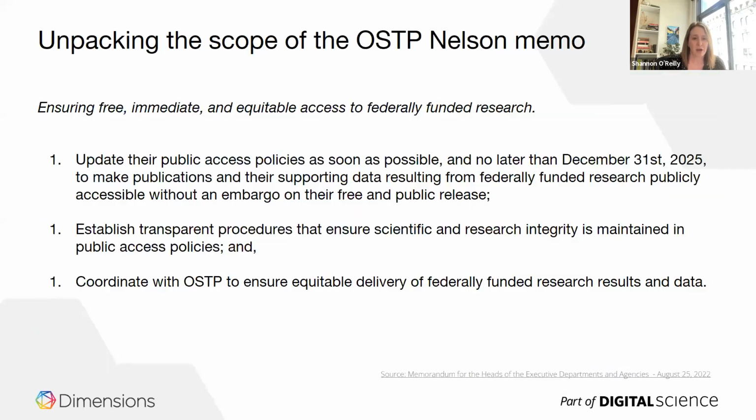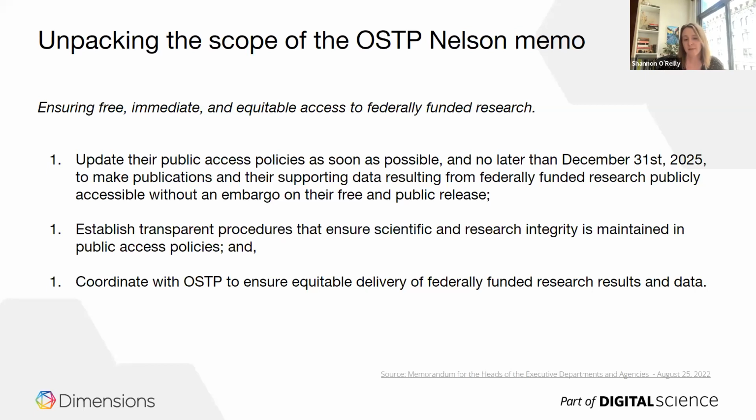The first clause of the memo, and arguably the most impactful to academic institutions, is focused on ensuring federal funders have policies in place to provide embargo-free public access to research. The second clause encourages the development of transparent procedures to ensure scientific and research integrity is maintained in public access policies. This is a complex and interesting space, which goes beyond the remit of what we would perhaps traditionally think of as open access, by incorporating elements such as transparency of data, conflicts of interest, funding, and reproducibility.